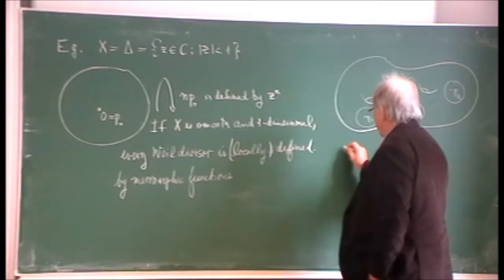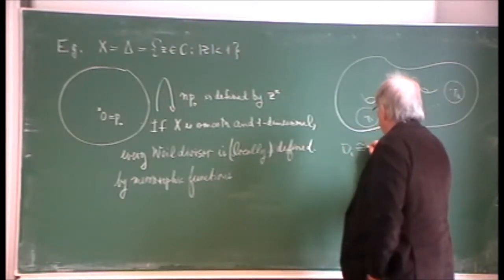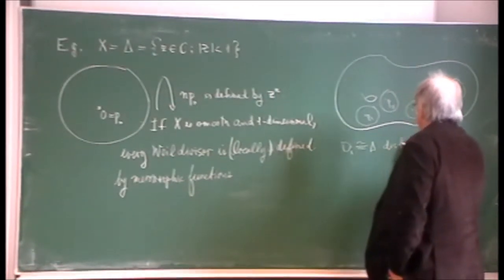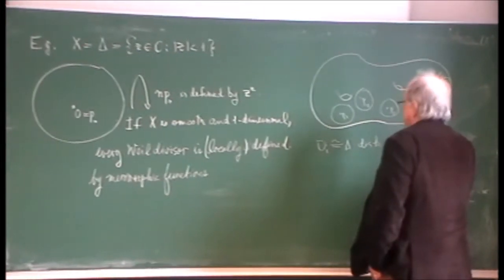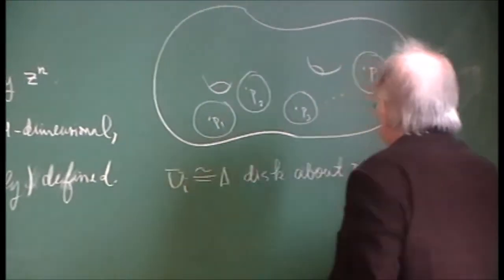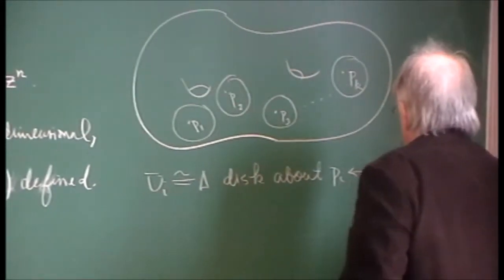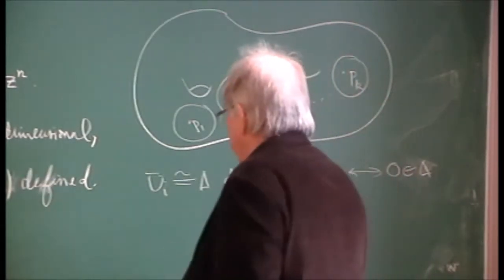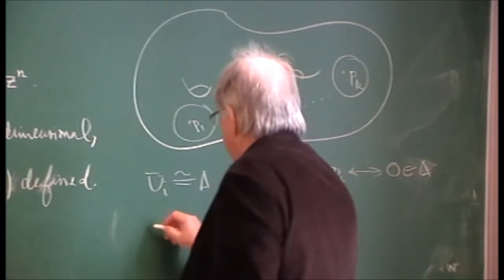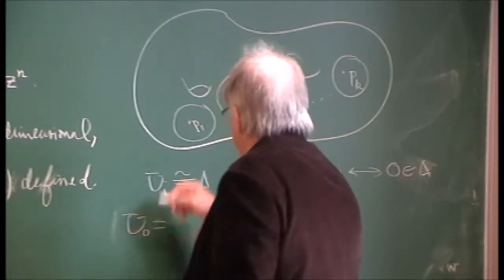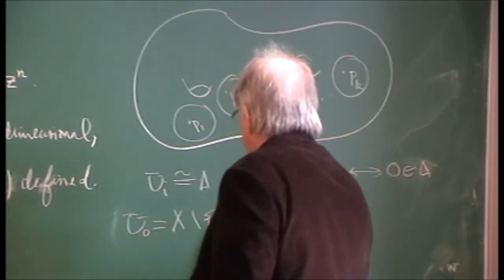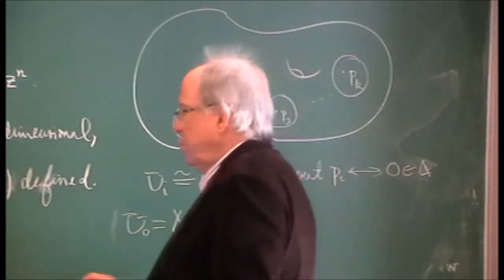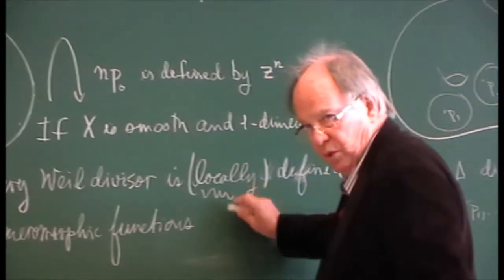So let Ui, which is isomorphic to say the unit disk, be disks about Pi, which corresponds to 0 in the disk. This is a coordinate disk. Then this is Ui, i equals 1 to k, and let's say U0 is the rest, X minus the set. What I'm going to do here is, first of all, emphasize what the word locally means.